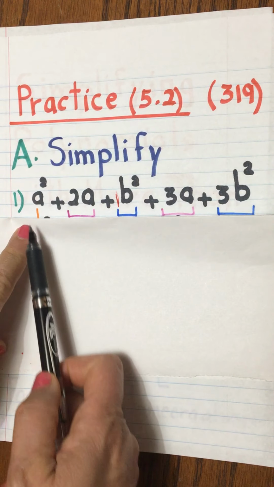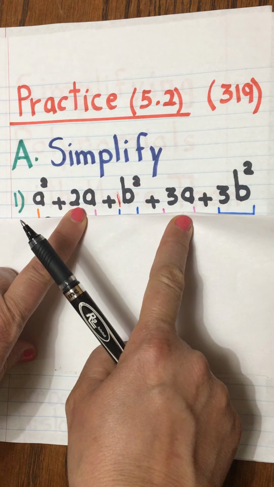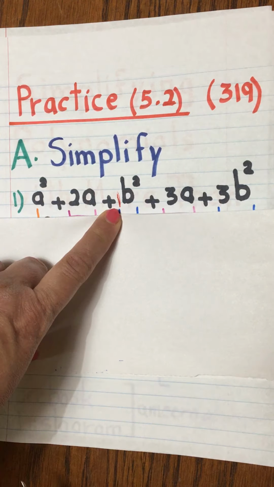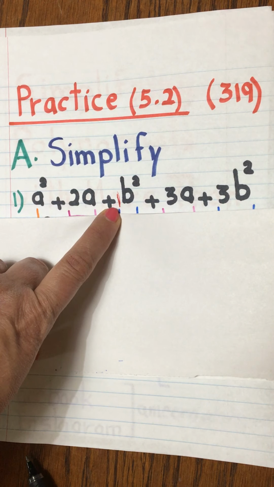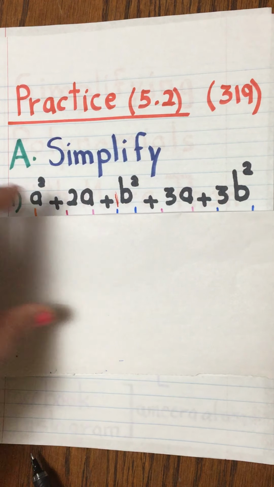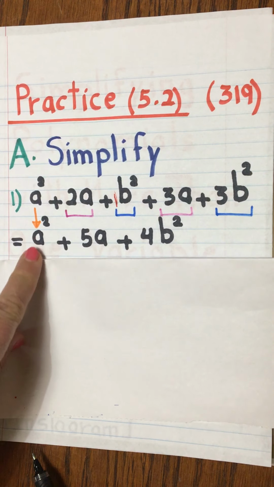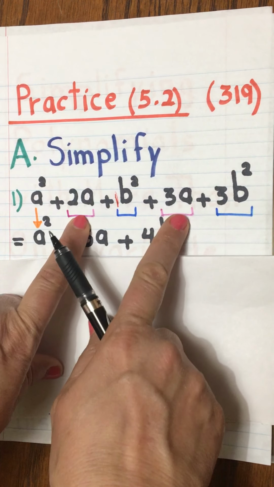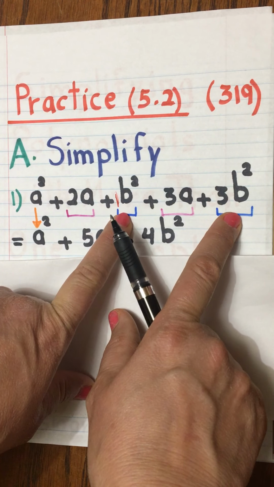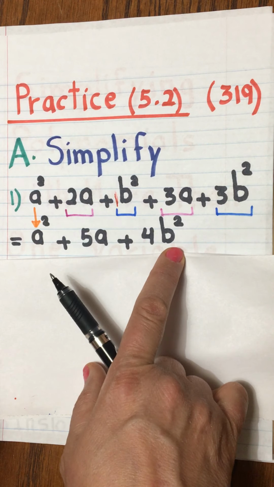So I'm going to write a squared down, and I'm going to add 2a plus 3a, which is 5a. And b squared, the coefficient right here is 1. So 1b squared plus 3b squared is 4b squared. So this is the answer. Just write a squared down, add these two terms to get 5a, add these two terms to get 4b squared. So this is the final answer.